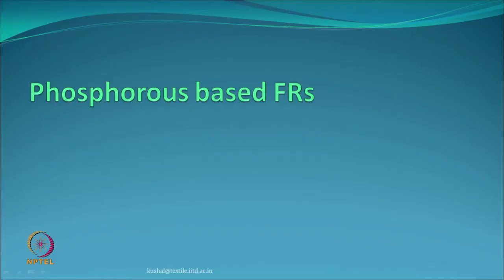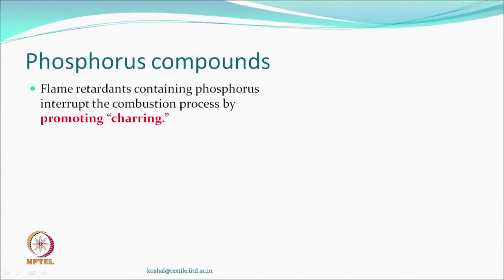Okay. In this category, a good number of phosphorus based compounds are there which can alter the path of decomposition. One of the compounds which we will talk about, which is a phosphorus based compound, is phosphoric acid or ammonium phosphates. It promotes charring, interrupts the combustion process by promoting charring. That is one of the things.